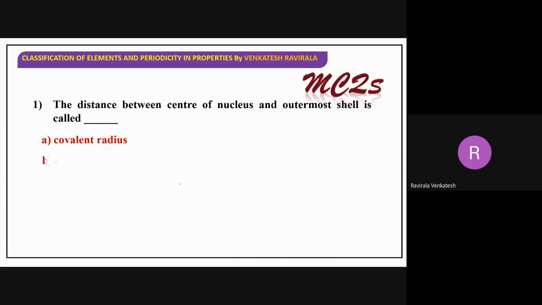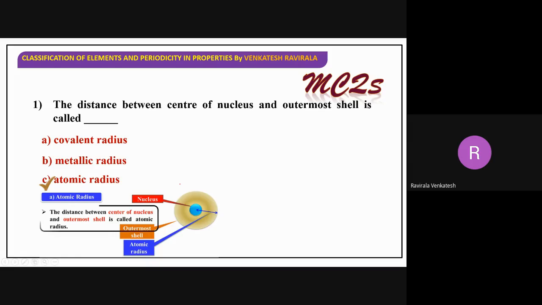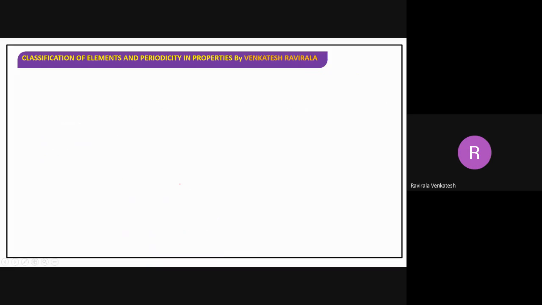Now let me see some questions here. Anybody? The distance between the center of the nucleus and the outermost shell is called? Sir, atomic radius. It is called atomic radius. Just now we discussed this one. Right. Next, we'll move on.